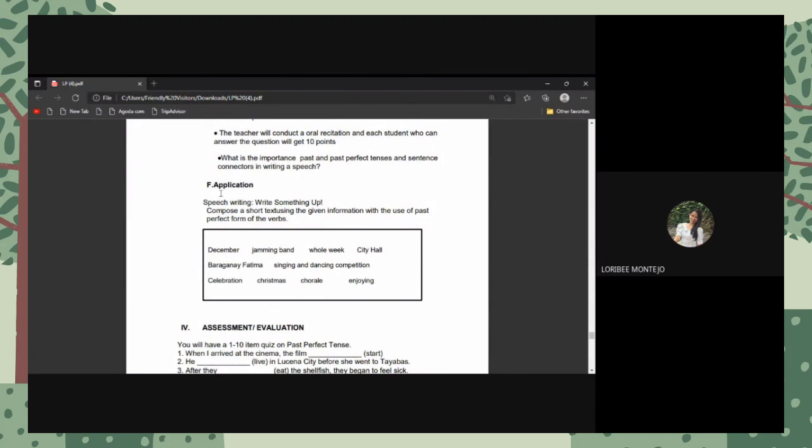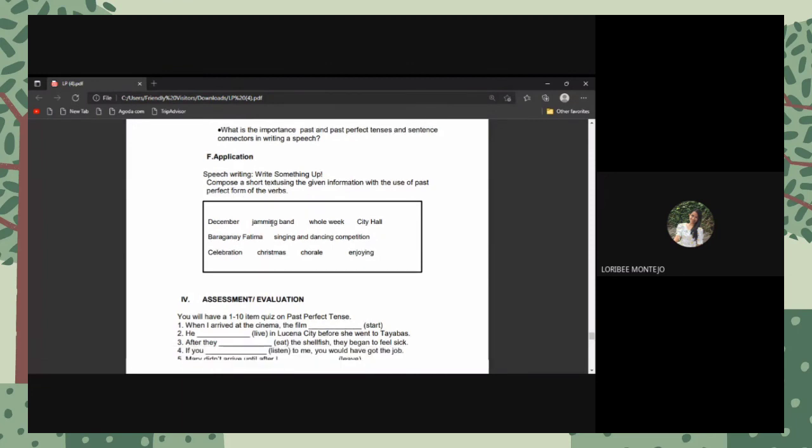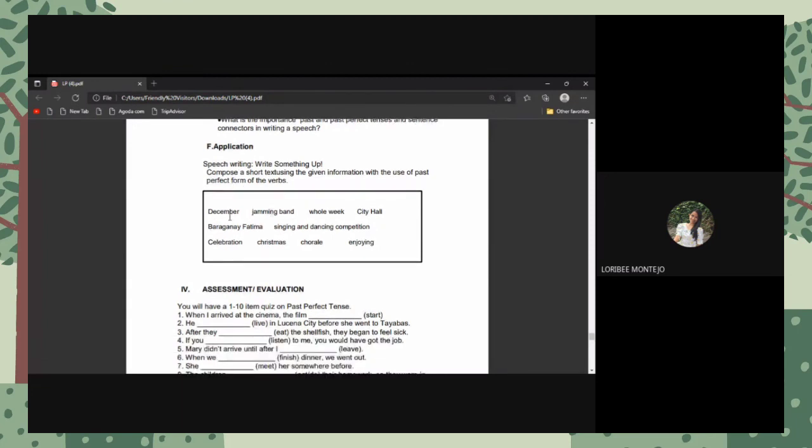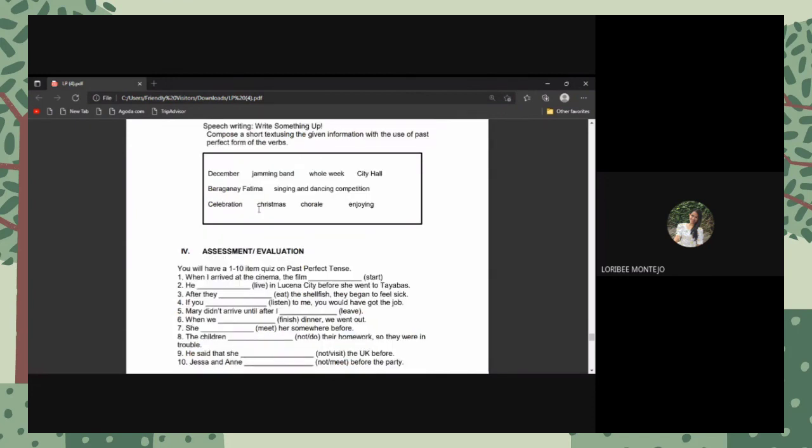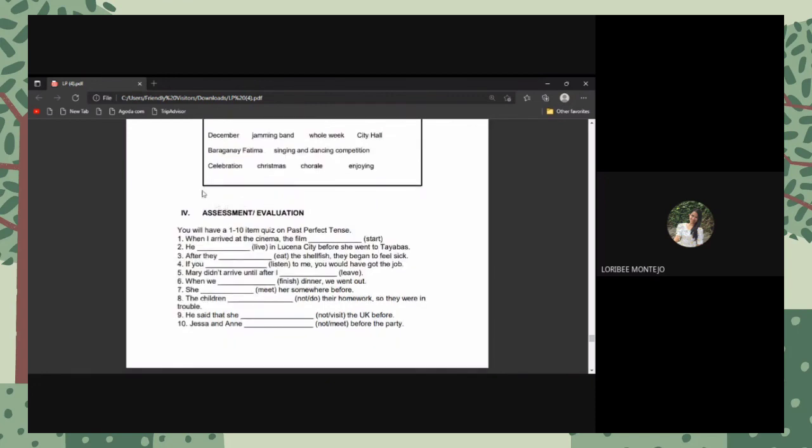The application, we will call it Write Something Up, which is speech writing. The students will compose a short text using the given information with the use of the past perfect form of the verbs. Here, I provided some verbs or words that they will use as their guidance to make an informative speech. All right. So we will go down to the assessment.